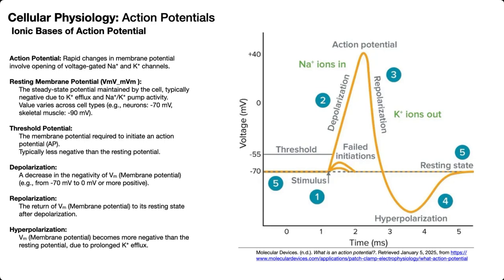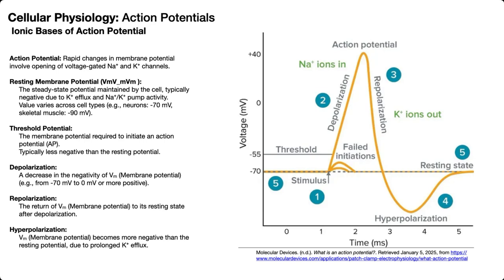Then between 3 and 4 milliseconds, the graph dips below that resting potential. We call this hyperpolarization. This is occurring because those voltage-gated potassium channels stay open a little bit too long, allowing extra potassium ions to leave the cell. That makes the inside of the cell even more negative than usual. It'll go to about negative 80 millivolts. There's a reason for that. It's advantageous, and we'll learn about that soon.